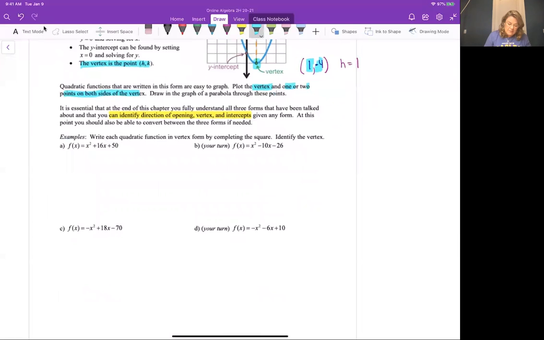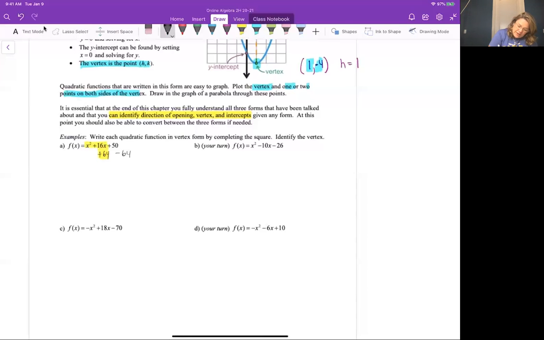We have some equations here, and the instructions are to write each quadratic function in vertex form, and we do this by completing the square, which is why we learned how to complete the square. And then we are to identify the vertex. Okay, so we have f of x. Basically, we're completing the square. We have b equal to 16. 16 divided by 2 is 8. 8 squared is 64. So we're going to add 64 and subtract 64, and that will create a perfect square.